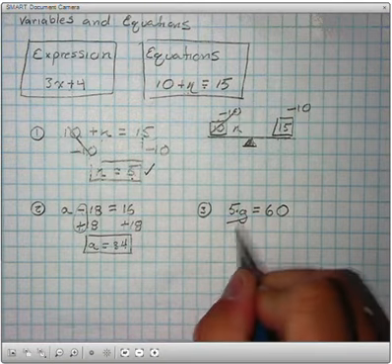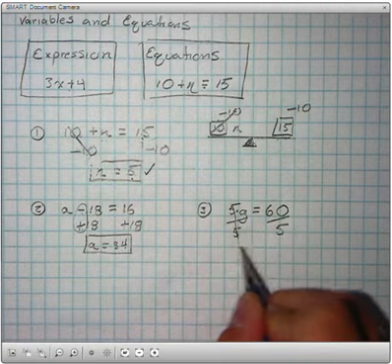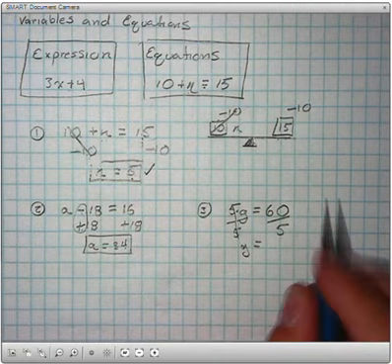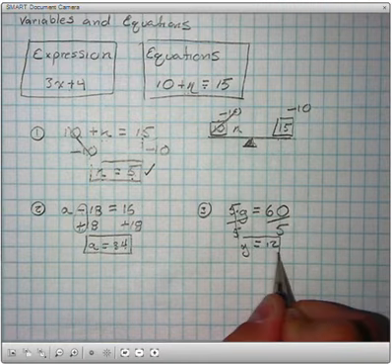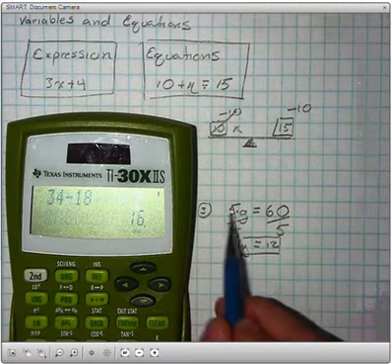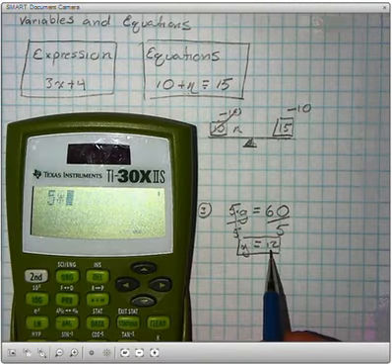We're going to do the opposite. We're going to divide by 5. So now those cancel. So our G will equal 60 divided by 5, which gives us 12. And we can check to see if that's right. In our calculator, we have 5 times G. We think that G is 12, so we'll do 5 times 12.